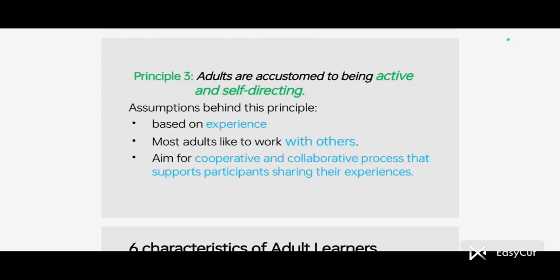Principle 3: adults are accustomed to being active and self-directing. The assumptions behind this principle are: the best learning is based on experience. In order to teach or train, we have to know adults' experience and background. The second assumption is most adults like to work with others. Aim for cooperative and collaborative processes that support participants sharing their experience.